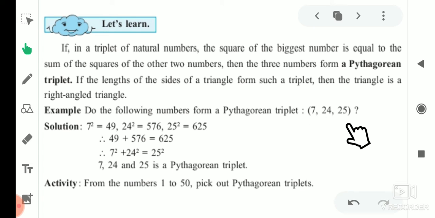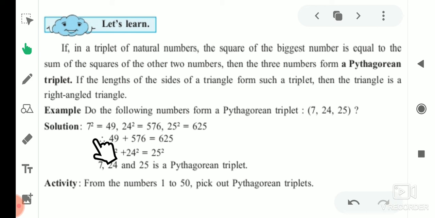7, 24 and 25. Three numbers are given: 7, 24 and 25. So what's the biggest number here? 25. 25 is the biggest number here. What's the square of 25? 625, right? So first of all, we have to find out whether the sum of the squares of the remaining two numbers will be equal to 625 or not.